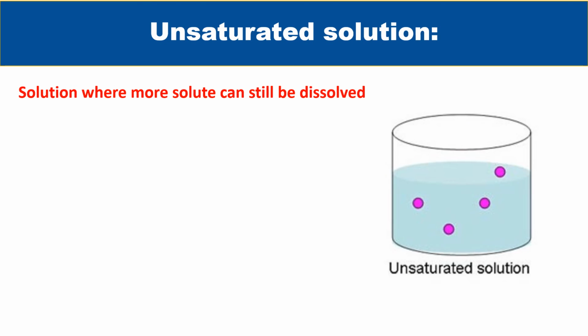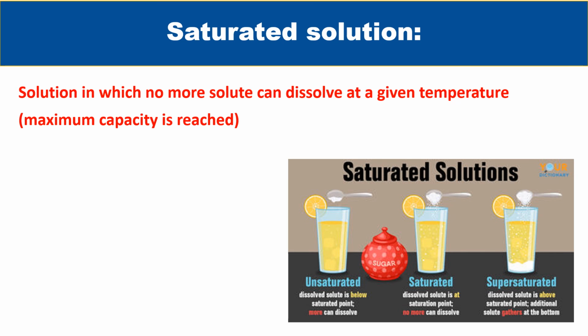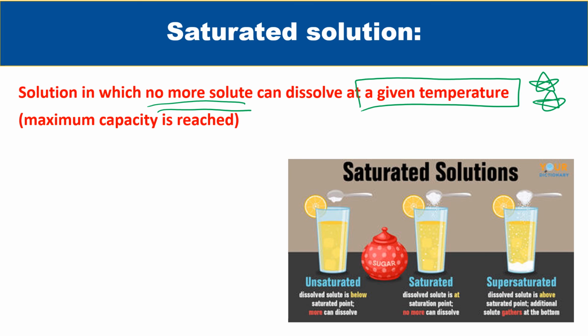This is almost repetition, so I will just let you write. An unsaturated solution is a solution where more solute can still be dissolved. A saturated solution, on the other hand, is a solution in which no more solute can dissolve at a given temperature. And this given temperature, we're going to talk about why this is significant in the next lesson. But at this point, the given temperature plays a huge role. Temperature can change the game.